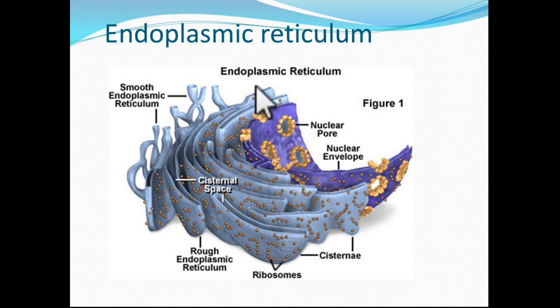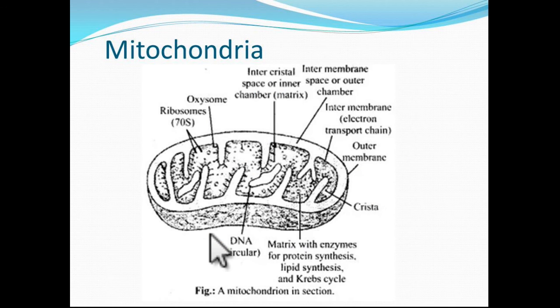Coming on to the other slide, endoplasmic reticulum, showing smooth as well as rough endoplasmic reticulum. Smooth is not having ribosomes attached to it, rough is having ribosomes attached to it. Mitochondria children, you can see here the outer layer is smooth, whereas inner layer is formed of cristae. This is to increase the surface area so that more and more energy is produced.